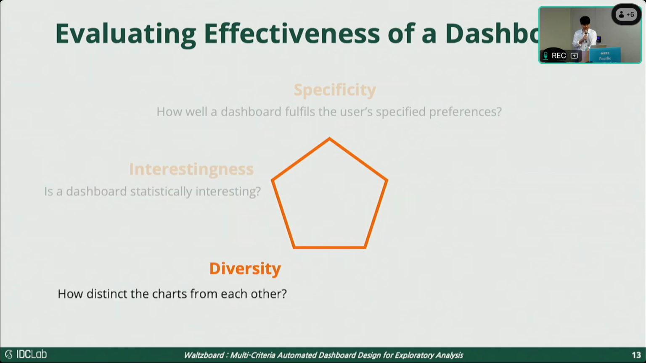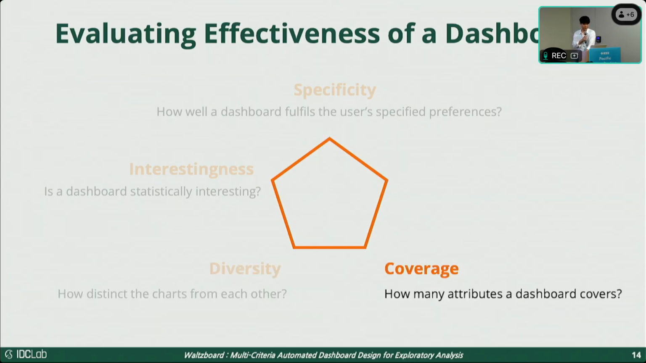Third, we consider diversity. This addresses how distinct the charts are from each other. Research on multi-view visualization and systems suggests that showing data from various perspectives using different chart types, attributes, or transformations facilitates broader exploration. Our diversity metric quantifies this variety within the dashboard.